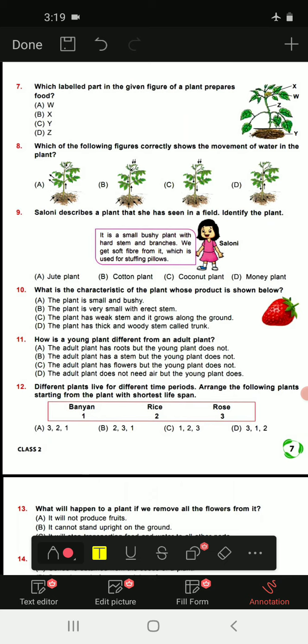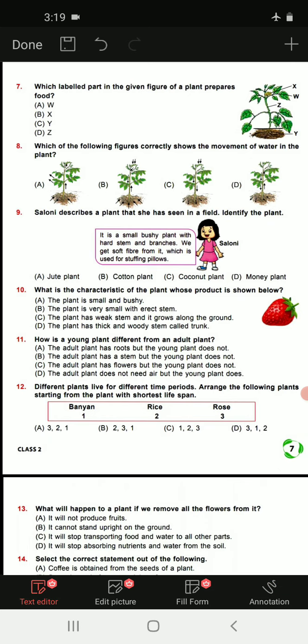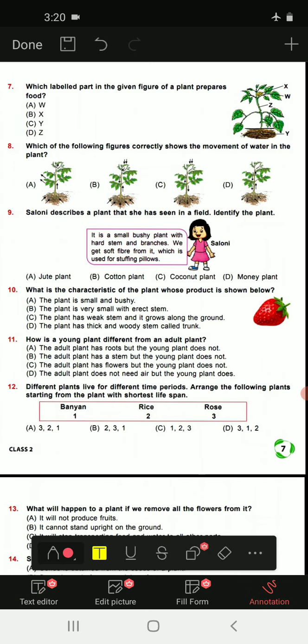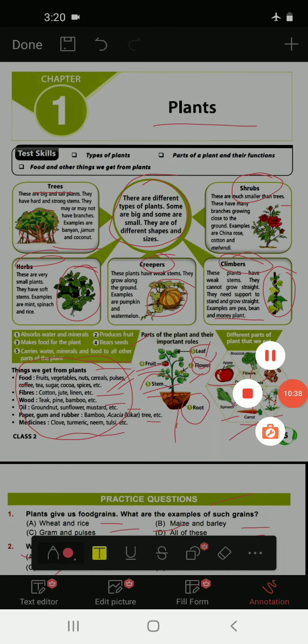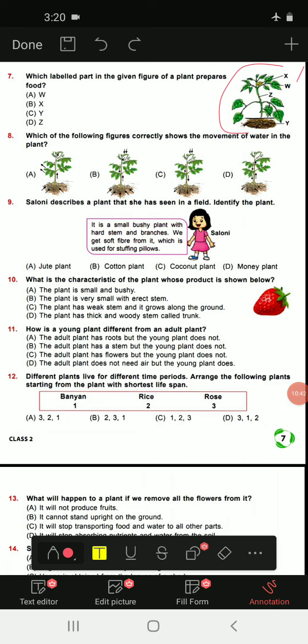Next question, which labeled part in the given figure of the plant prepares food? Here in the picture, we see that the labeled parts are X, W, Z and Y. These four things are labeled. Now the question: which labeled part in the given figure of a plant prepares food? Option A is W, option B is X, option C is Y, and option D is Z.